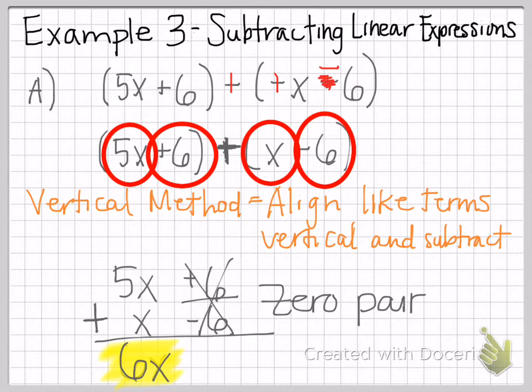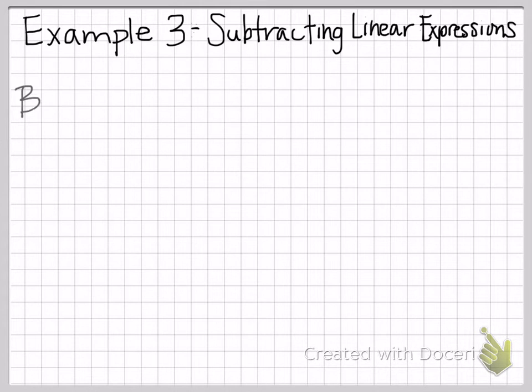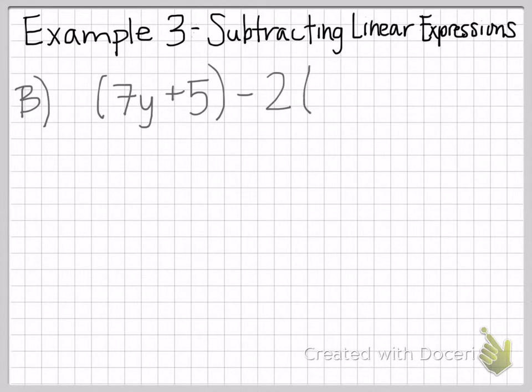Awesome job. Okay, now I want to teach you the horizontal method. Let's go ahead and do this horizontal method. Okay, so for b, we are going to do 7y plus 5 minus 2 times 4y minus 3. Whoa, whoa, whoa, look at that. Distributive property. Okay, so let's go ahead and do this horizontally.